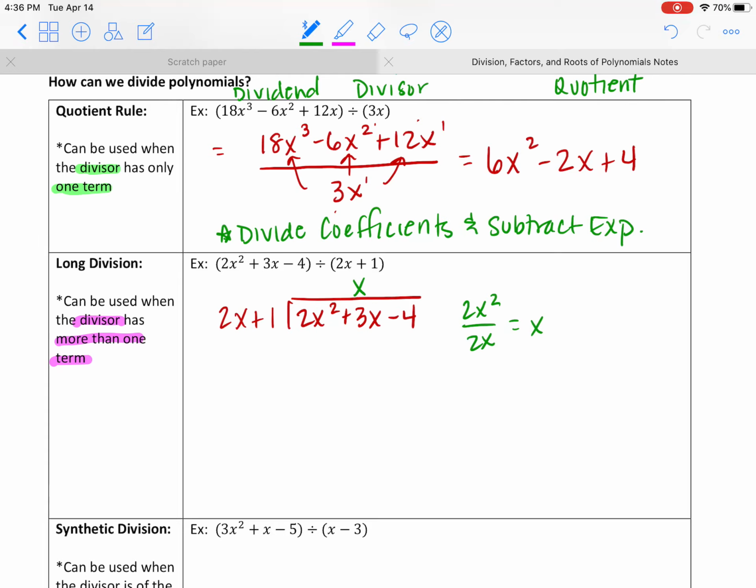Now remember, with division, we divide just the first term by the first term. But now we're ready to do the multiply step. And when we multiply, it's by the whole divisor. So we multiply here.